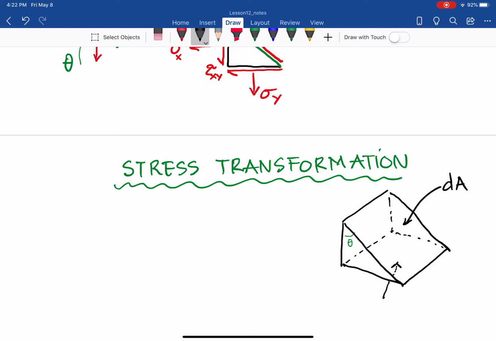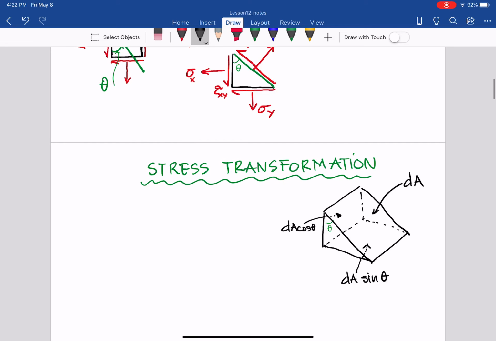We can have it as dA sine theta, the bottom. And then we can also have the back area there, that is dA cosine theta, because it's adjacent to the angle theta. So that is good trigonometry. So from that, what do I have here?